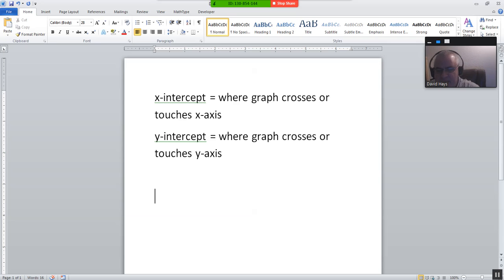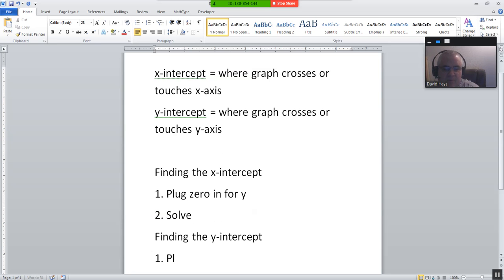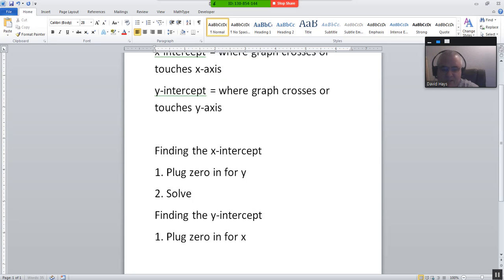Now to find the x-intercept, step 1 is you plug 0 in for y, and then step 2 is you solve. Now finding the y-intercept. Step 1, plug 0 in for x, and step 2 is solve. It's always the same. To find the intercept, you always plug 0 in for the other variable, and then you solve.